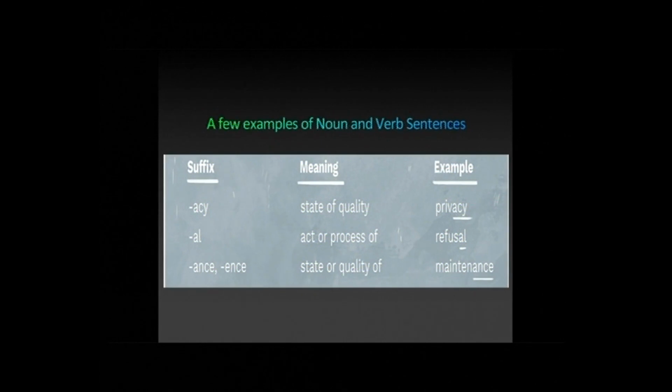Then is AL, act or process of, refusal. Then is ANS or ENS, state or quality, maintenance.